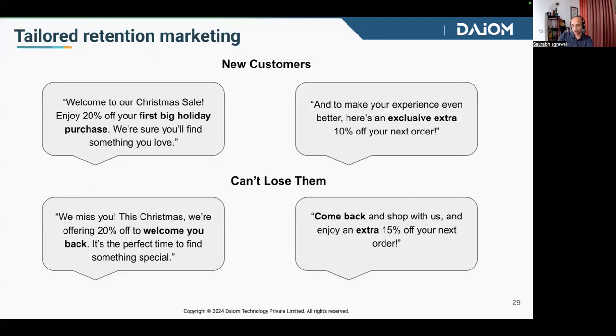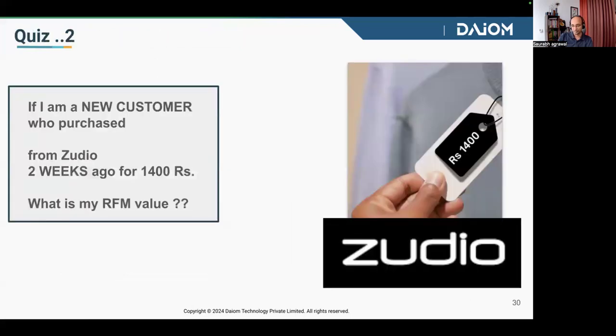Okay. So yeah, here are some examples where we are saying come back and shop with us, get an extra 15%. We miss you, or you are a loyalist customer. So you can use variations of this campaign to target them.